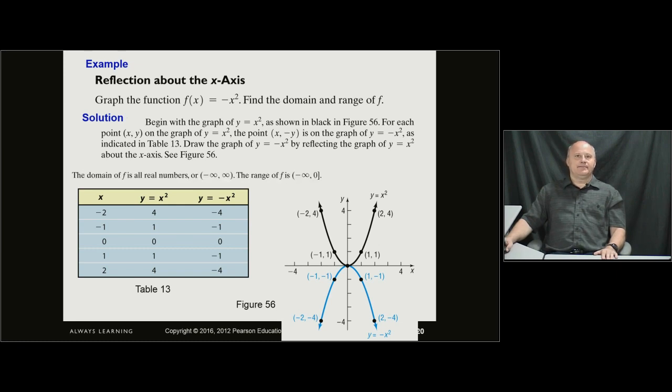And what's the domain? Now we're talking about the blue graph, right? So the domain is all real numbers. Now what's the range? On the blue one, the high point touches the x-axis, but then it goes down. So the range is 0 and below. Another way to say that is negative infinity to 0, and you do include the 0.